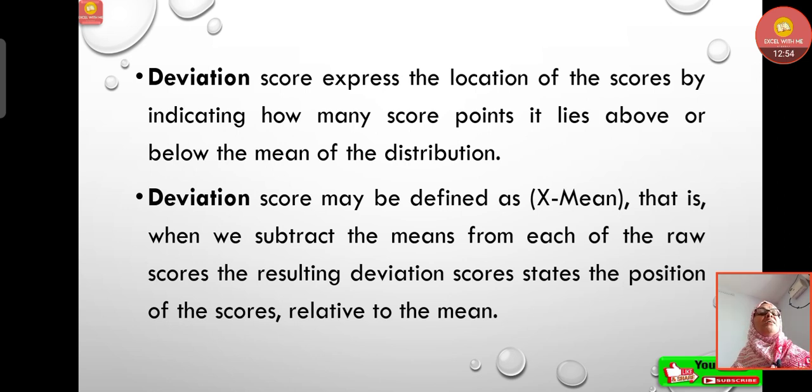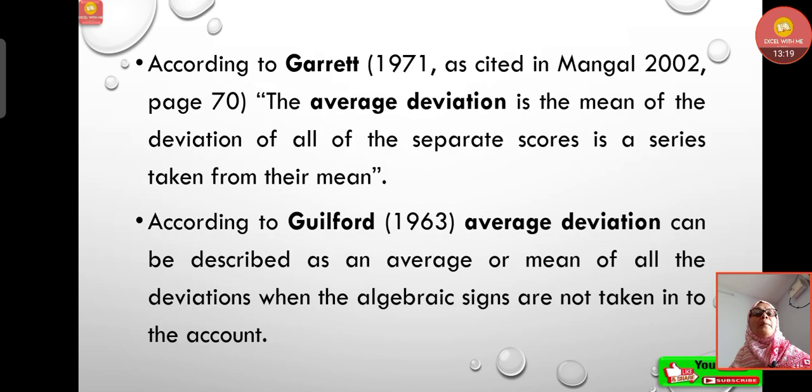Deviation score expresses the location of the scores by indicating how many score points it lies above or below the mean of the distribution. That is, deviation score may be defined as x = X minus the mean, that is when we subtract the mean from each of the raw scores, the resulting deviation score states the position of the scores relative to the mean. According to Garrett, as cited in Mangal 2002, the average deviation is the mean of the deviations of all the separate scores in a series taken from their mean.